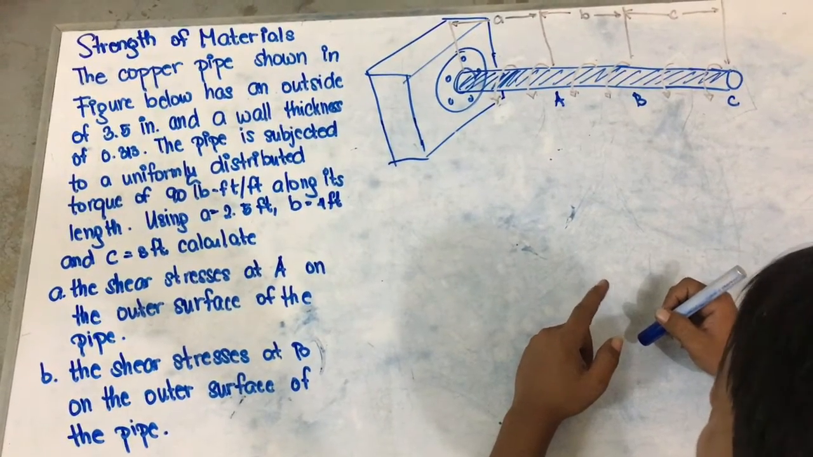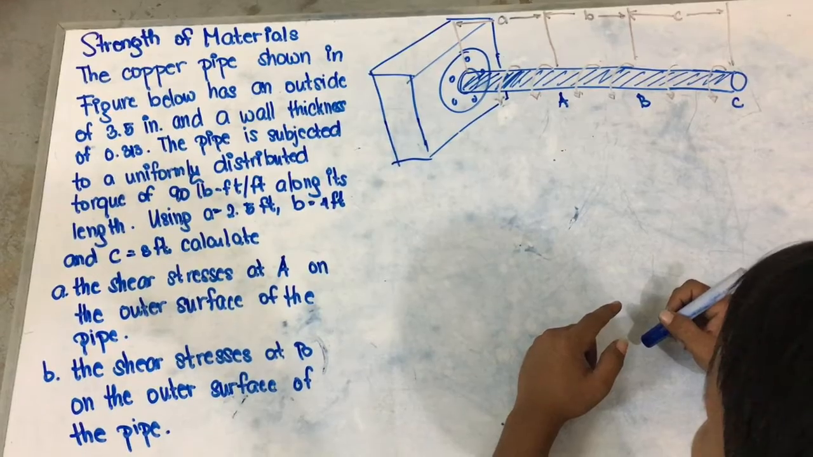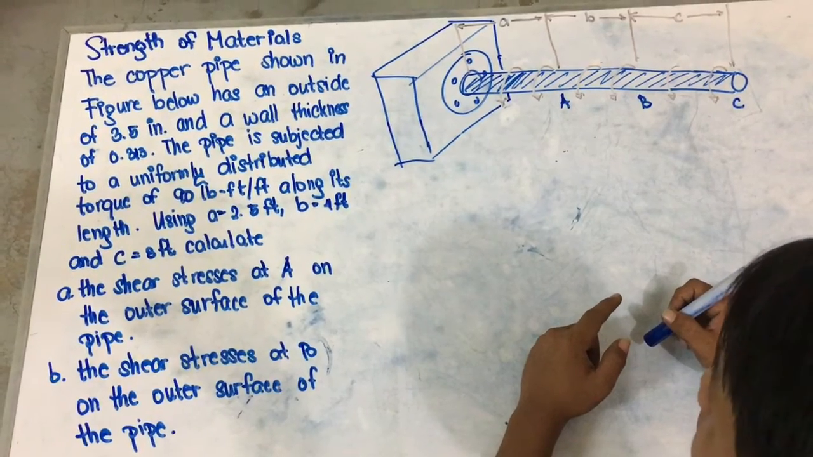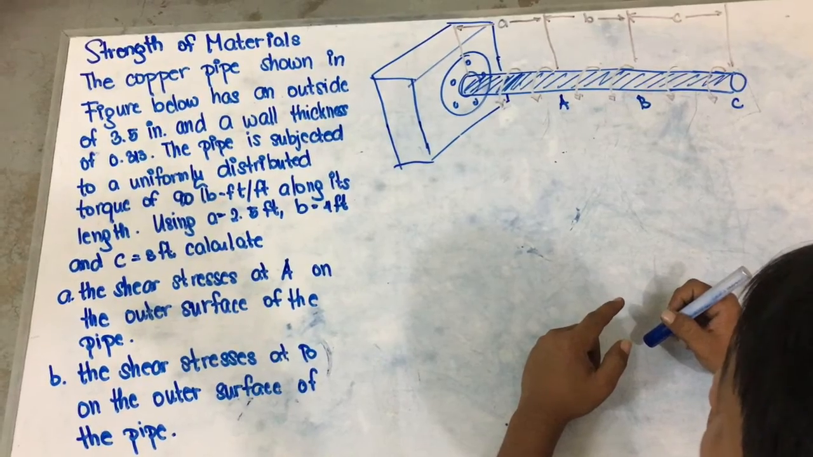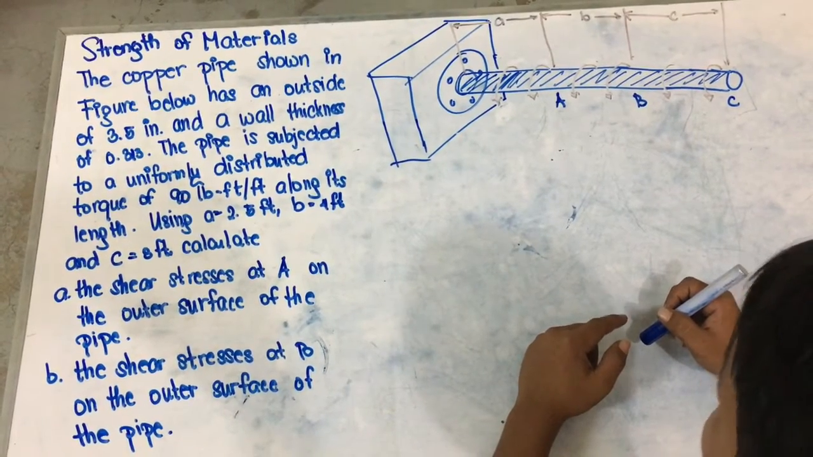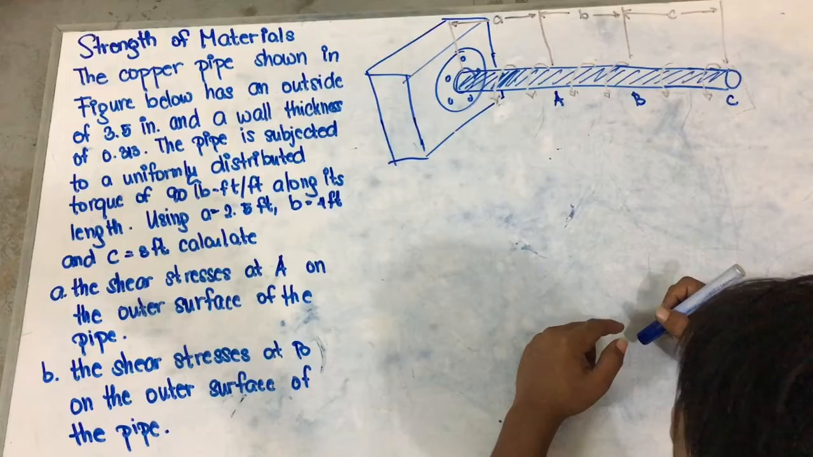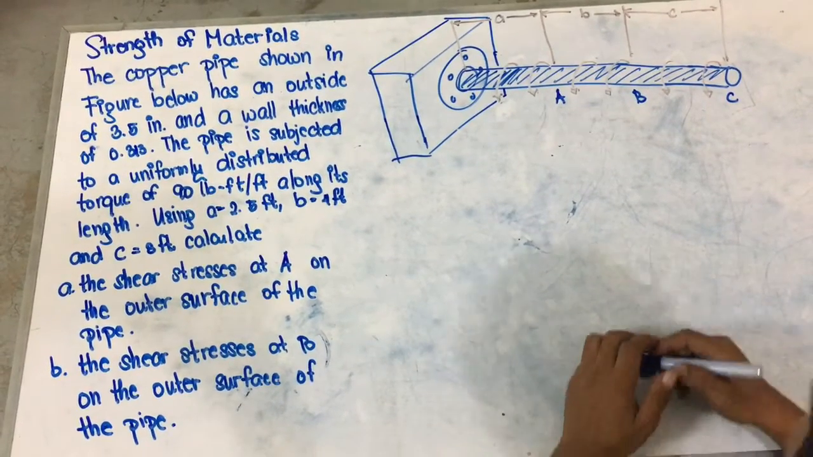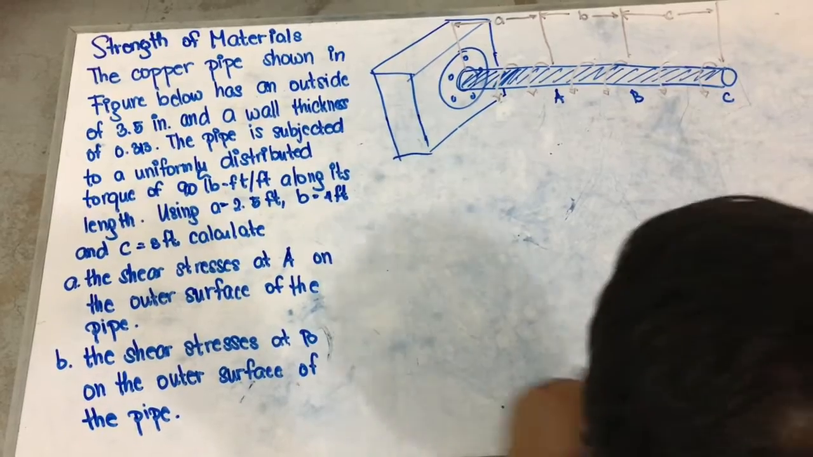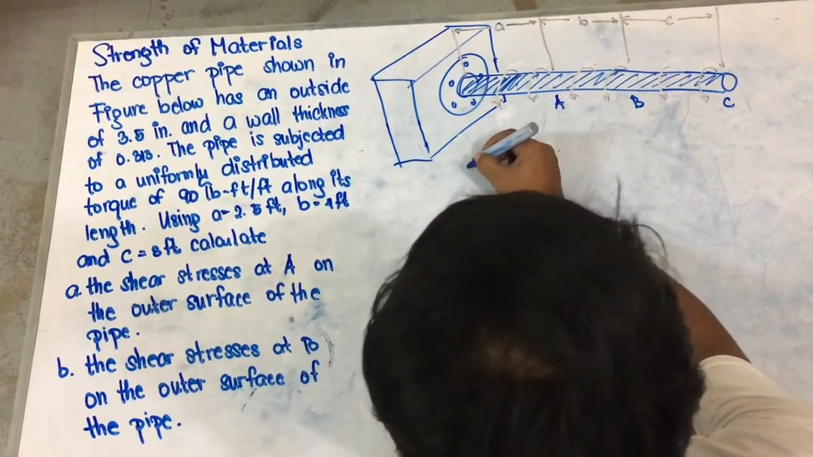Using lengths A equal to 2 feet, B equal to 4 feet, and C equal to 8 feet, we need to determine the shear stress at A on the outer surface of the pipe, and for letter B, the shear stress at B on the outer surface of the pipe. So, we're talking about torsion.